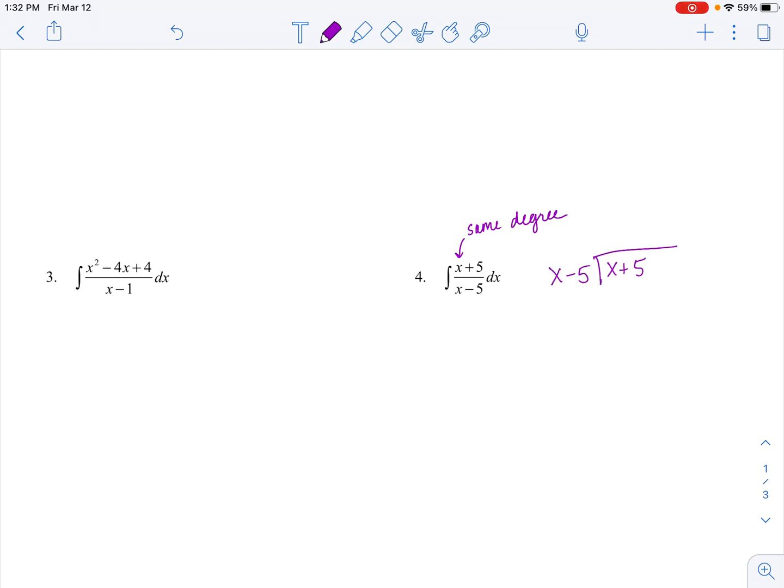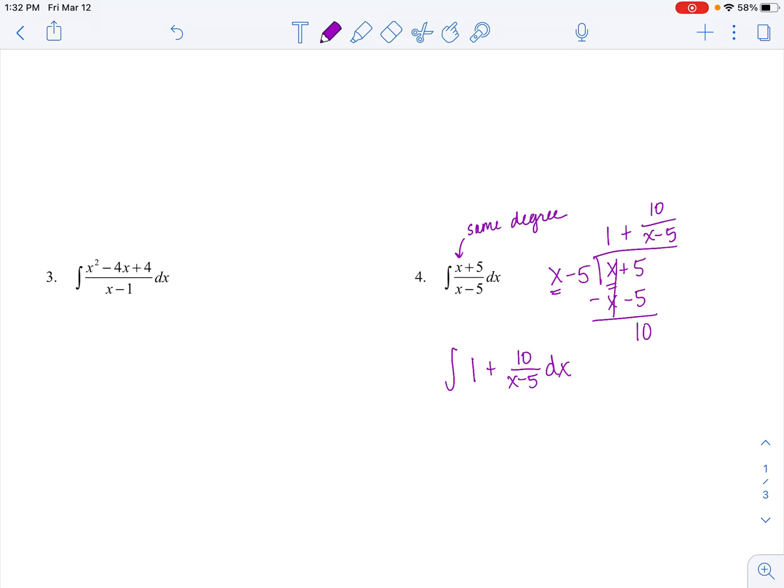So x plus 5 divided by x minus 5 is just 1 because x goes into x one time. And then when I multiply 1 times the outside and subtract, x minus x is canceled, and then 5 minus negative 5 is 10, right? And that's my remainder. So I'm going to have 1 plus 10 over x minus 5. And I feel like this one is probably more in line with what you might see on the AP test, just because the division didn't take that long and it's not too rigorous.